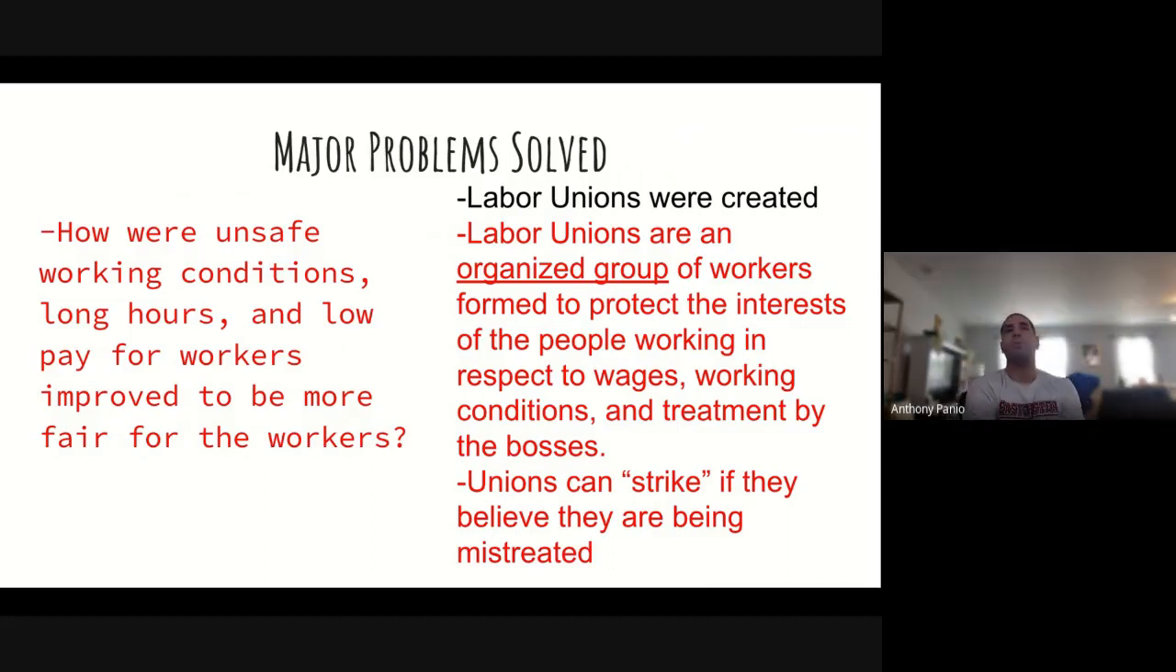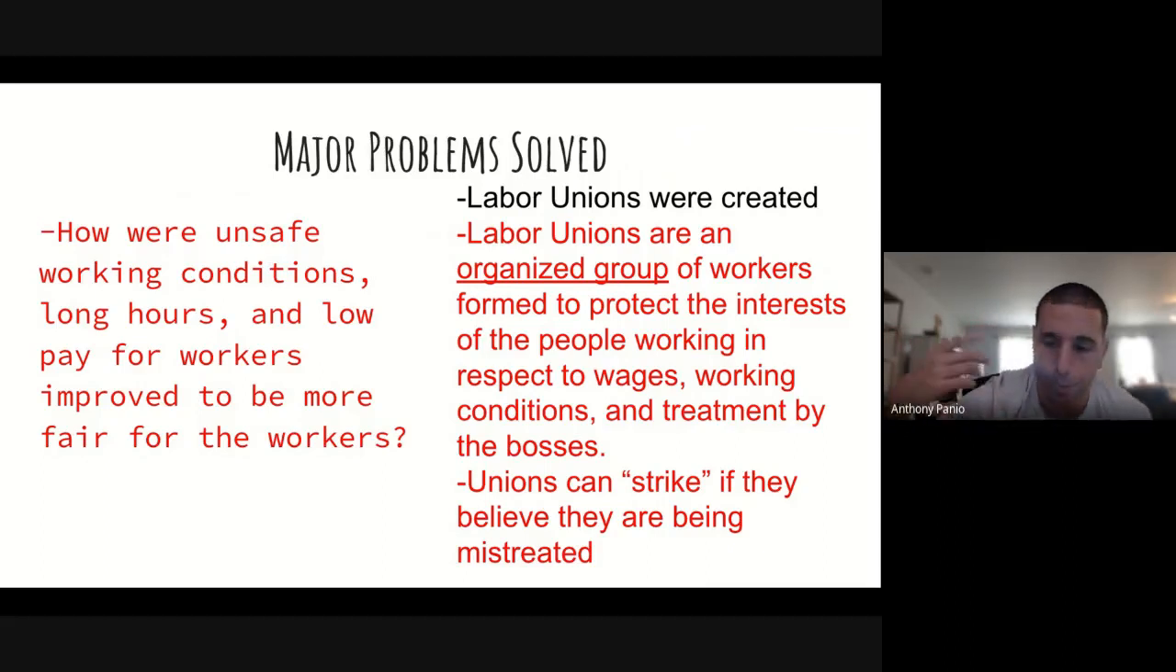So at any point, okay, a union could say, you know what, we don't think we're being treated fairly, therefore we're not going to go to work anymore. And you can fire us all if you want, but we also know you're not going to find 100 teachers over the next couple of days to take back over or whatever the job is.